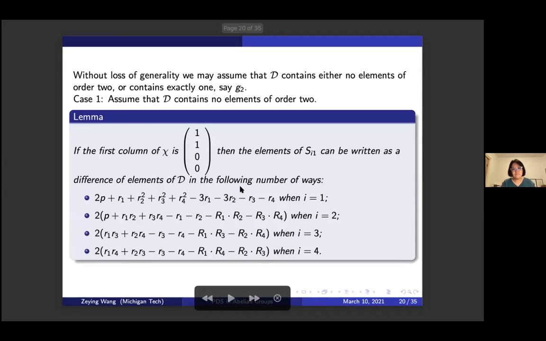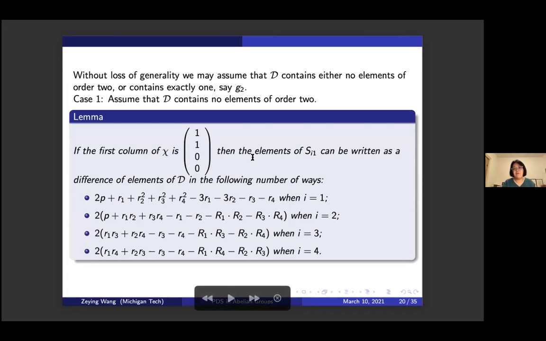Now, you can partition the case: either D contains no elements of order 2, or D contains 1 element of order 2. The other cases can be the complement. And so here I give you one justification. If the first column of chi is 1, 1, 0, 0.